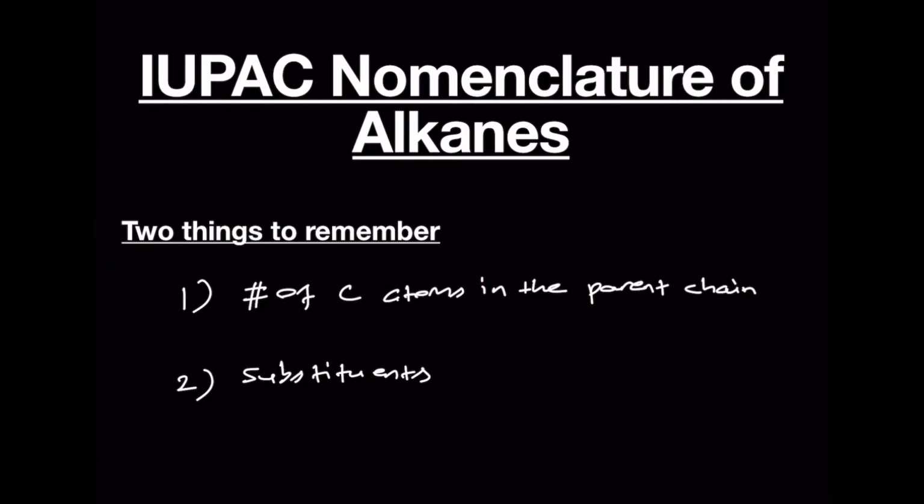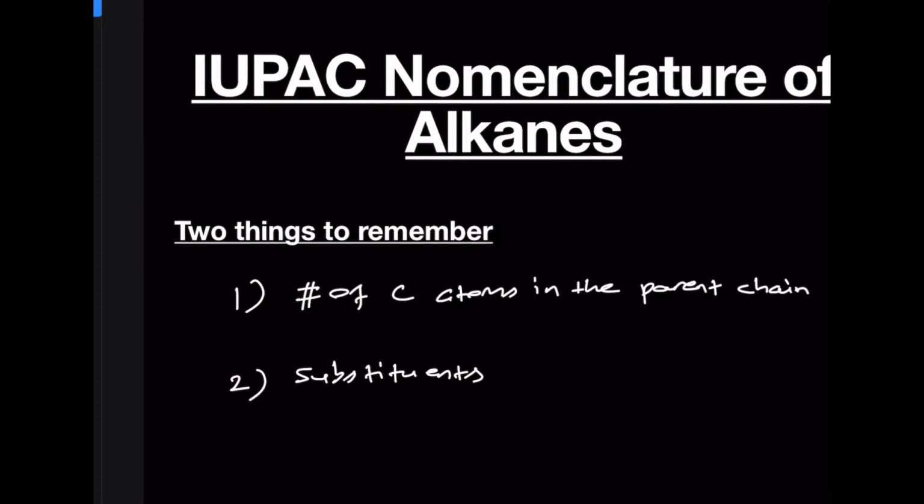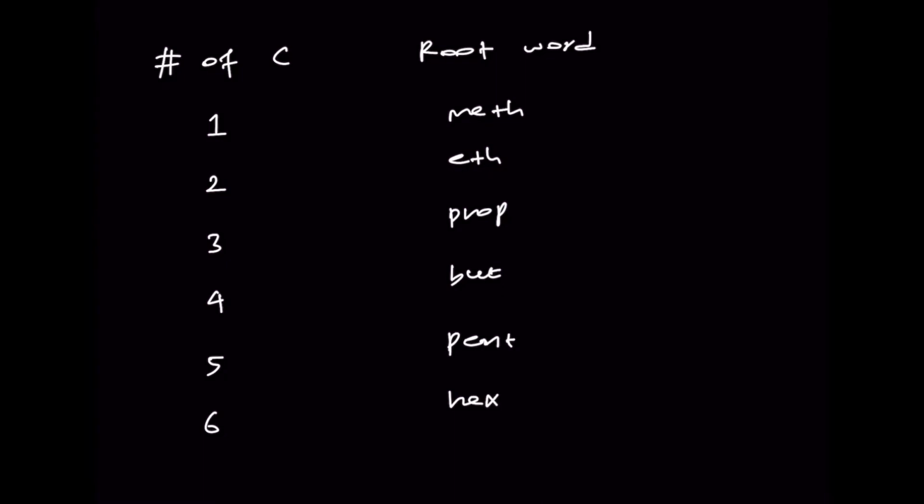In this video, we are going to talk about the IUPAC nomenclature of alkanes. Two things that you may have to always remember before assigning proper IUPAC names are as follows. Number one, how many carbon atoms are there in the parent chain and what is the root word for that. And then number two, substituents. Number one brings us to the most important rule in the IUPAC nomenclature, that is finding the long continuous carbon chain, which we will talk about in a little while.